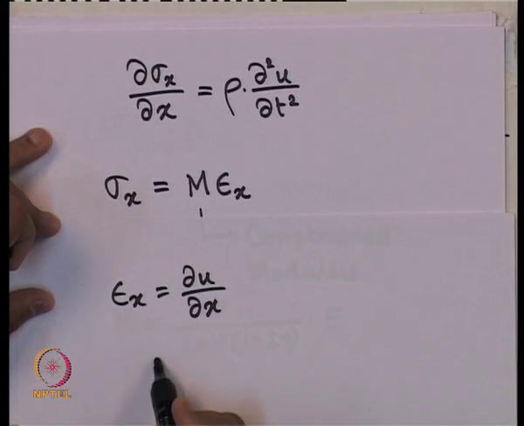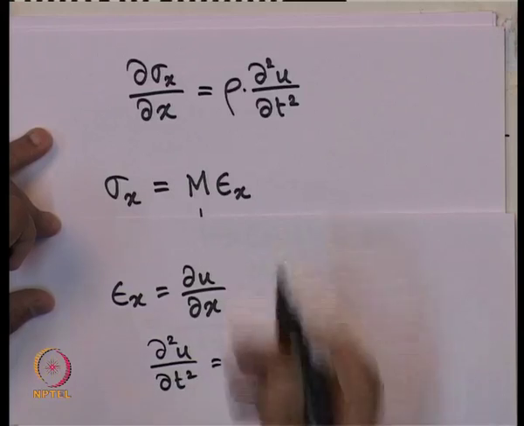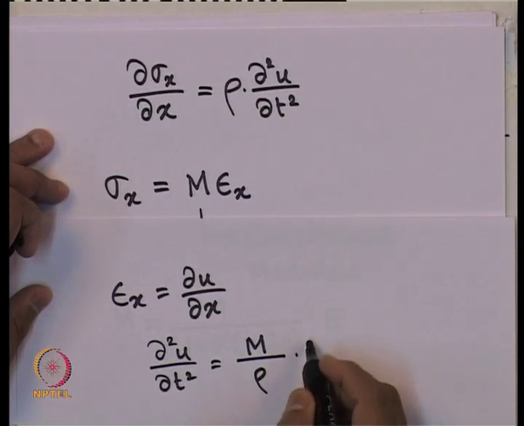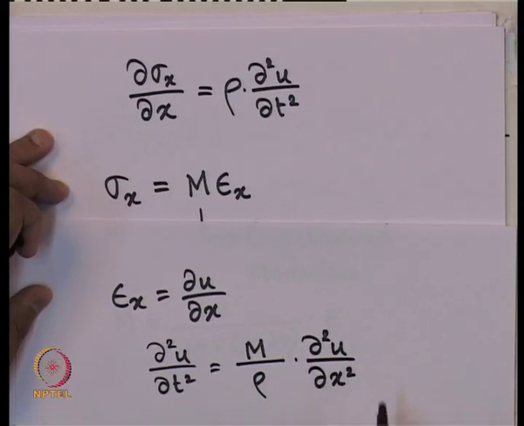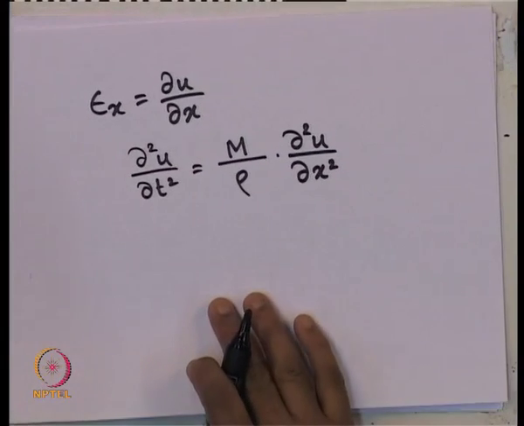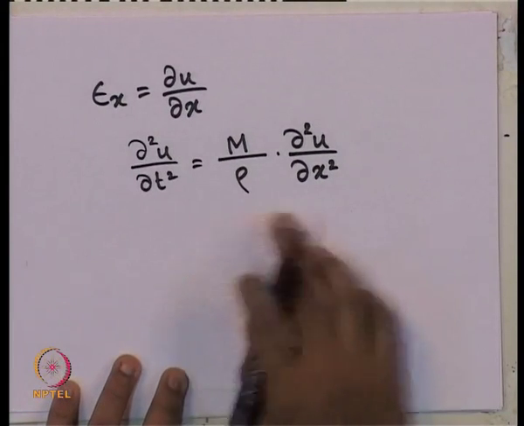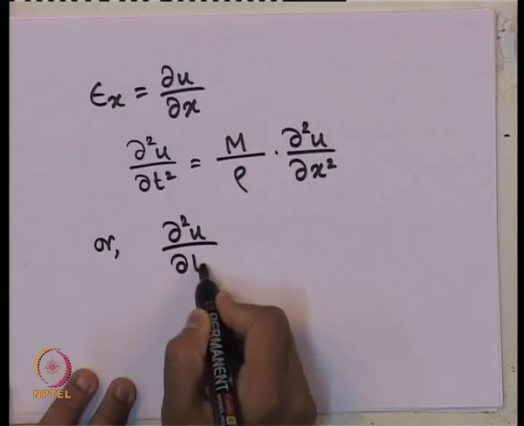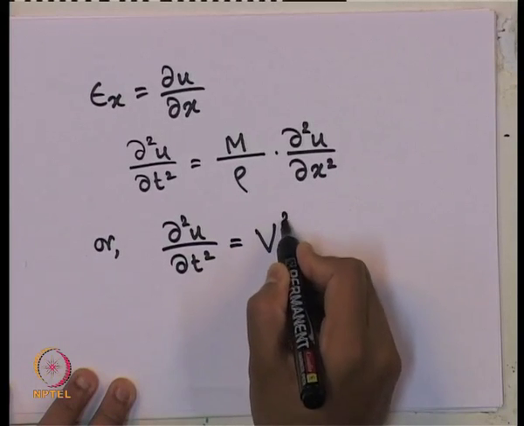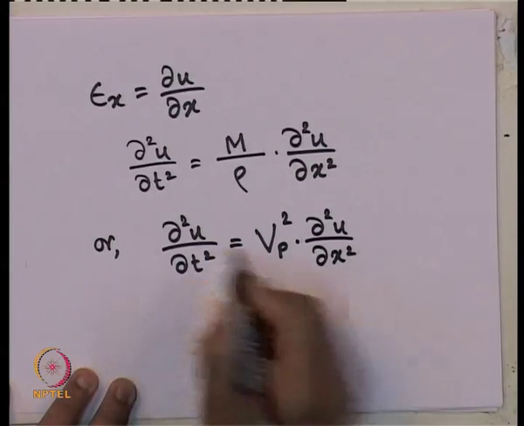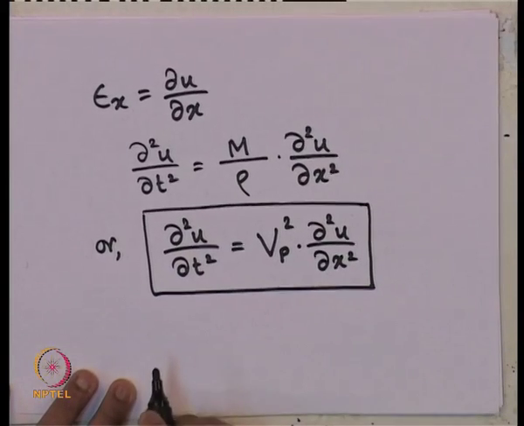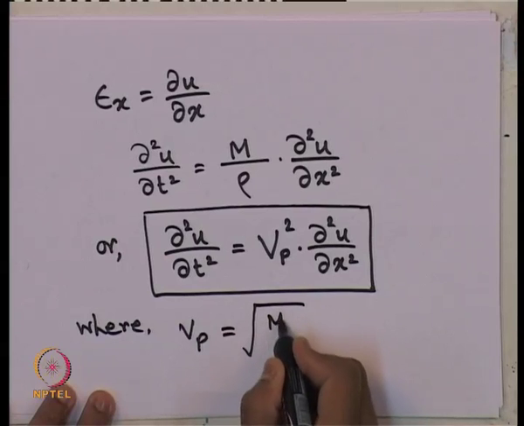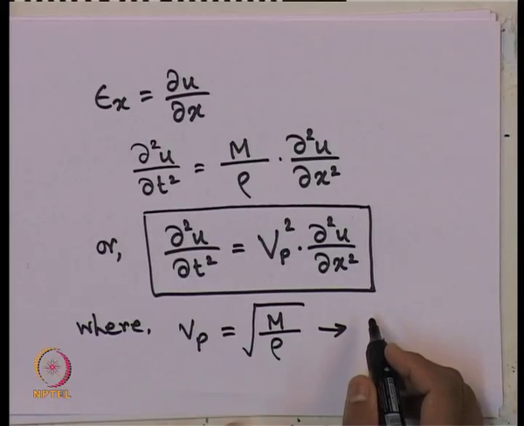We can simplify it and rewrite it as del 2 u by del t square, that is this side I am writing first, equals to M by rho, rho goes here, del 2 u by del x square. Okay. So, this is the alternative form of the one dimensional equation we had written for longitudinal wave. In other words, many times it is written as del 2 u by del t square equals to V p square times del 2 u by del x square. This is the final form of the longitudinal wave in one dimension, where this V p is nothing but root over M by rho, and this is called longitudinal wave velocity.